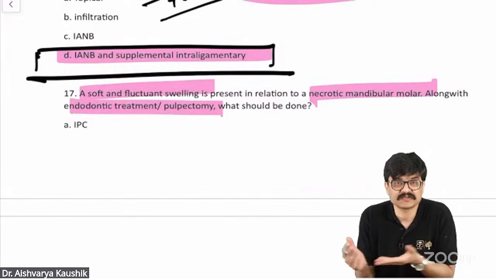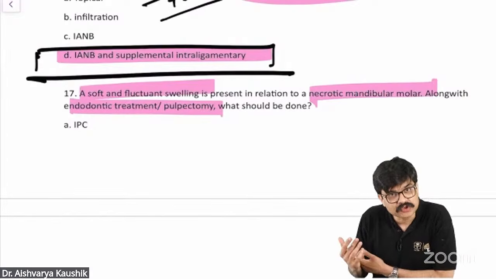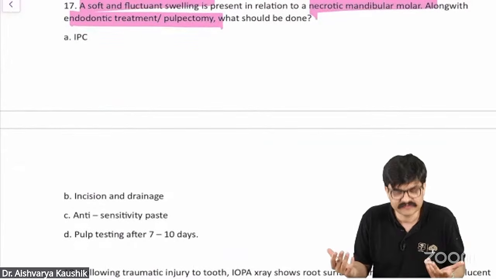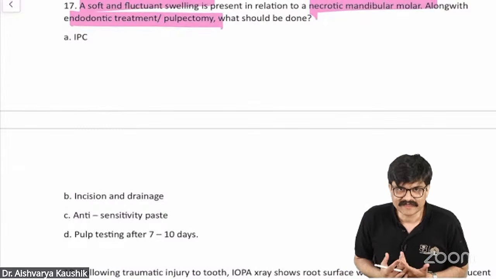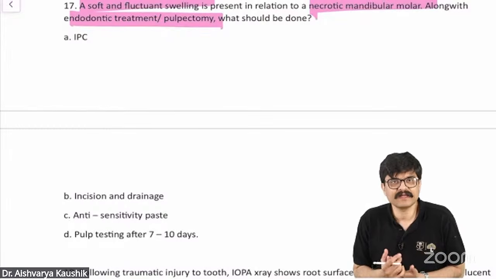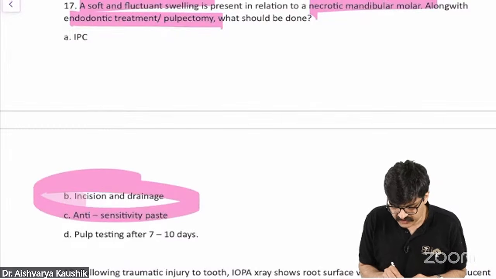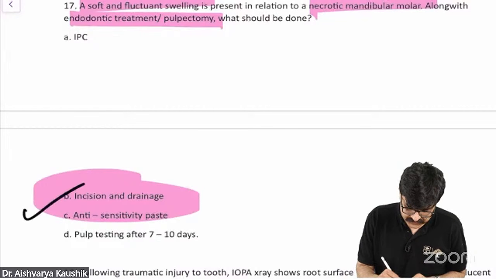The answer is obvious. It's a soft and fluctuant swelling. Go ahead and do an I and D to prevent further space infection, right? Out of the options, IPC doesn't make sense because the tooth is non-vital. Anti-sensitivity paste doesn't make sense because the tooth is non-vital. Pulp testing after 7 to 10 days doesn't make sense because the tooth is necrotic. So obviously the answer is incision and drainage.